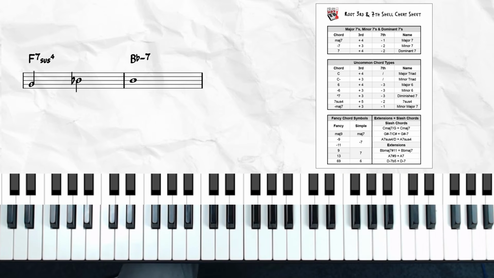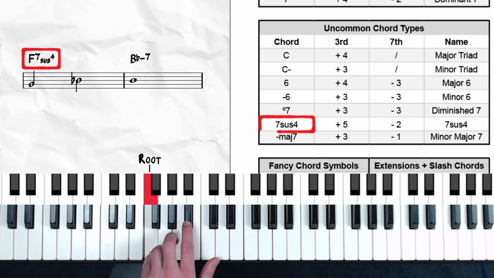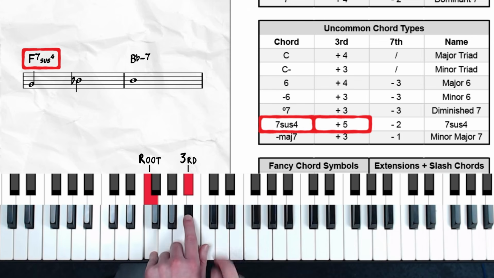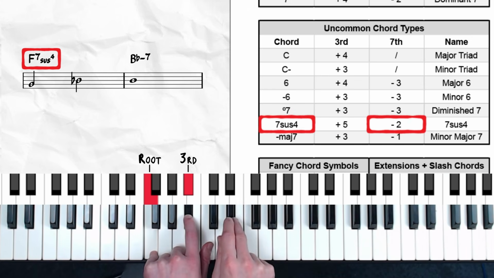When you come across a chord symbol that you can't remember how to work out, that's fine, just look it up. So if you see an F7 sus4, just check the cheat sheet. So that's going to be an F root and it's a 7 sus4. So the third is plus 5, 1, 2, 3, 4, 5. And the seventh is minus 2. So up to the root and down, 1, 2.